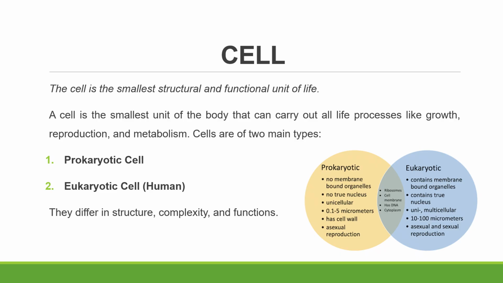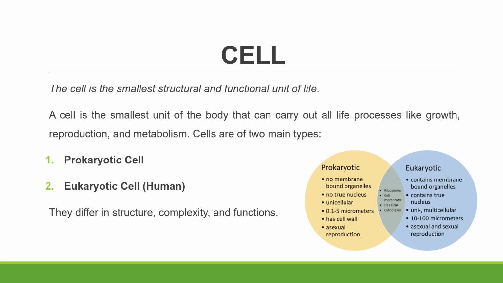So in this slide, you can see the definition of the cell. The cell is the smallest structural and functional unit of life. So it is a very simple definition. A cell is the smallest unit of the body that can carry out all the life processes like growth, reproduction and metabolism. And there are two types. The difference you can also see here.